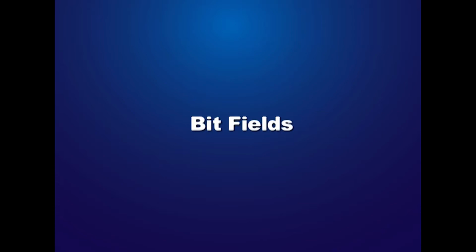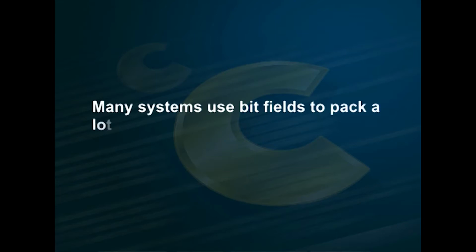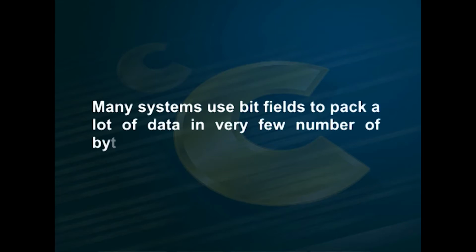Bit fields. The bit field is a relatively new addition to the C programming language. It is very useful if you have a lot of data to separate into separate bits or groups of bits. Many systems use bit fields to pack a lot of data in a very small number of bytes. Let us see one example.